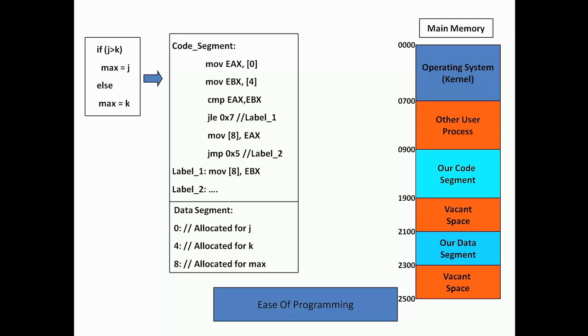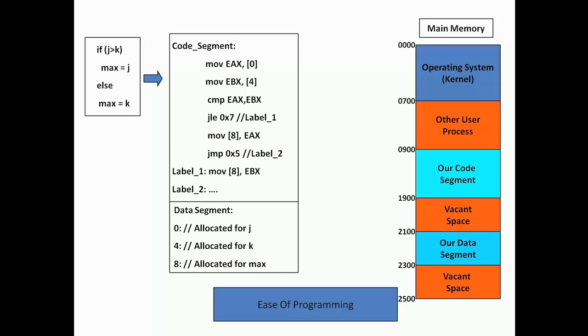If it is not taken, then what do you do? You come to here, move 8 EAX. What is 8? Memory location 8 is max. So, what is EAX? J is stored in EAX. So, your j will go to max, and then jump 0x5. Why 0x5? Because the next instruction is 5 bytes, whatever I store in label 1 is 5 bytes in length. So, I say jump 0x5, it comes to label 2. Okay, you followed?